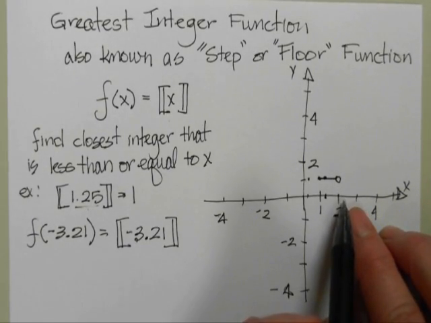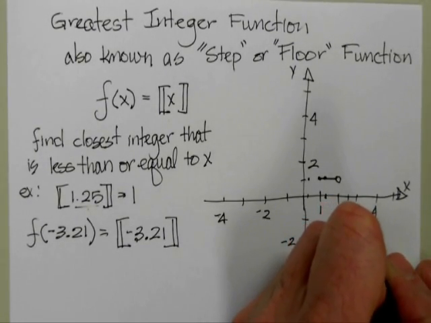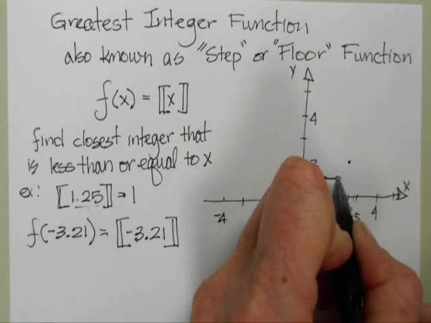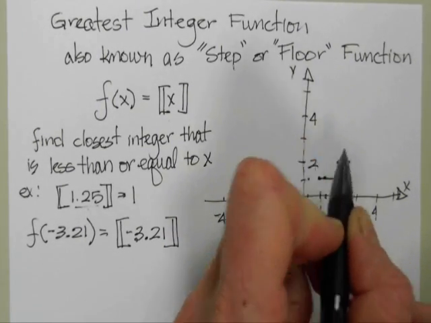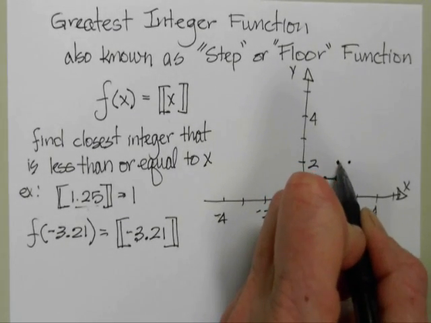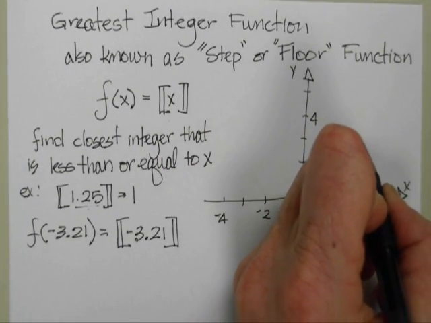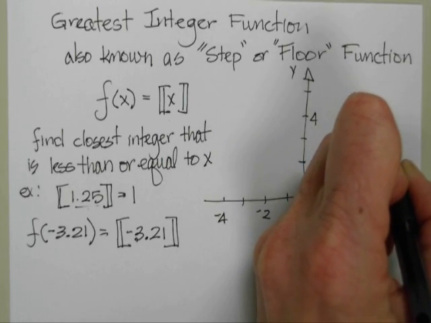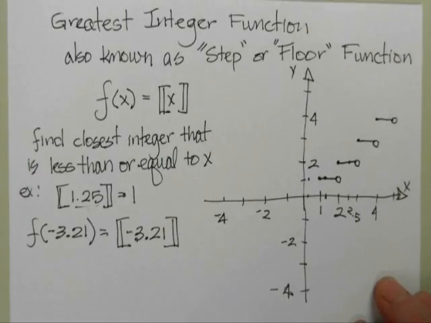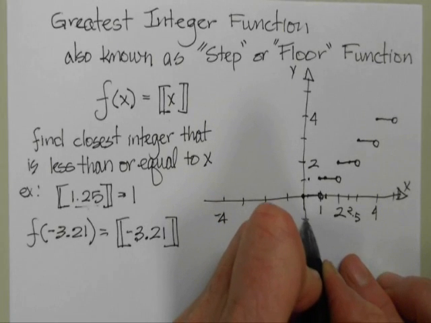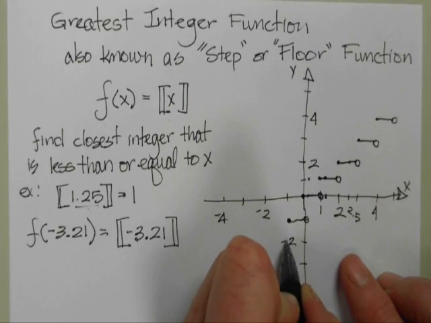Now if I take a look at, say, 2.5, what's the greatest integer that is closest to 2.5 but still smaller or equal to 2.5? Well, the answer would be 2. So this piece would have a closed circle at x equals 2, y equals 2, and then it would come over, have an open circle at 3. And this could continue till you get what looks like open steps. So we'll come down here, put a closed circle at 0, and then we'll follow that pattern for the rest of the function.